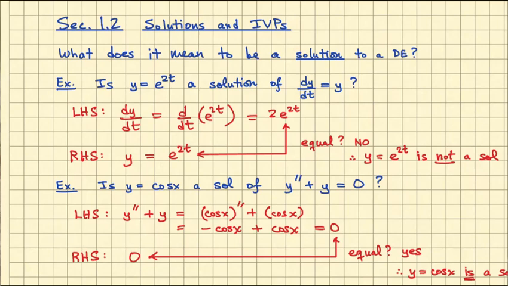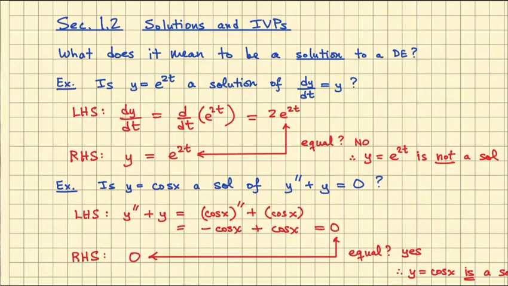Here we ask the question, is y equals e to the 2t a solution of the differential equation dy/dt equals y? So in order for this function to be a solution, when we plug this function into the left-hand side and compute it, and we plug this function into the right-hand side and compute it, the left-hand side and the right-hand side should give us the same thing. It doesn't matter what that thing is, they just need to be the same thing.